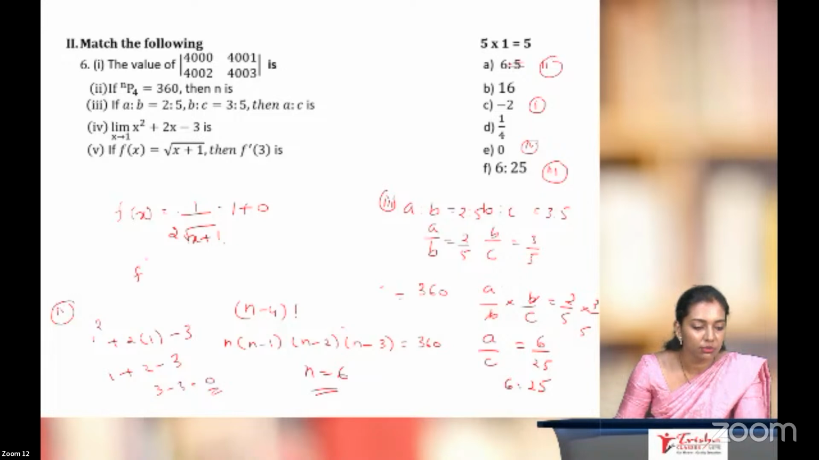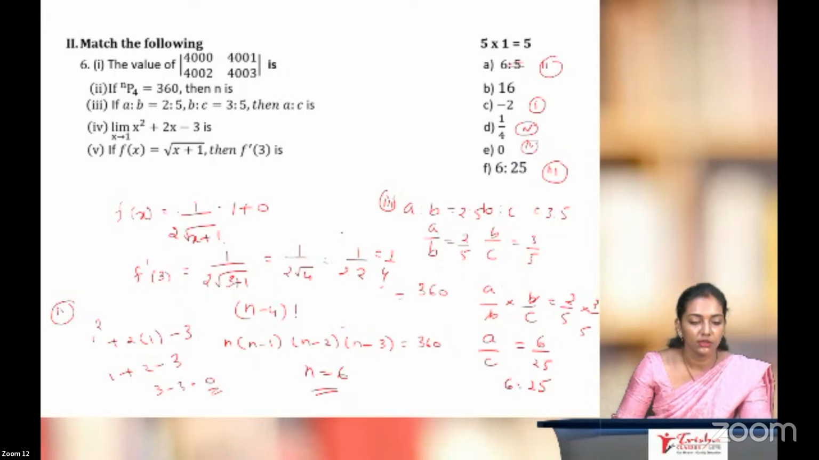Now they have asked what is the value of f dash of 3. So just substitute x as 3. So 1 by 2 root of x plus 1, so it is 3 plus 1. So it is 1 by 2 root of 4, or 1 by 2 into 2, or 1 by 4 is the answer. So option D. So this is the fifth one. Okay. So quite easy questions you can expect in math, the following and fill in the blanks, since you have the answers there. So you're confident enough to mark it.